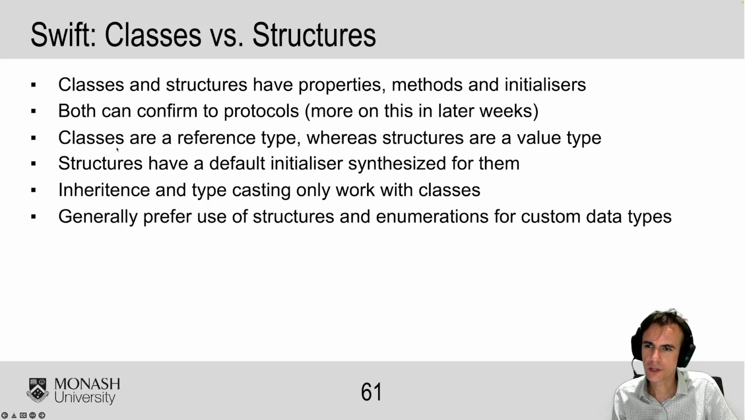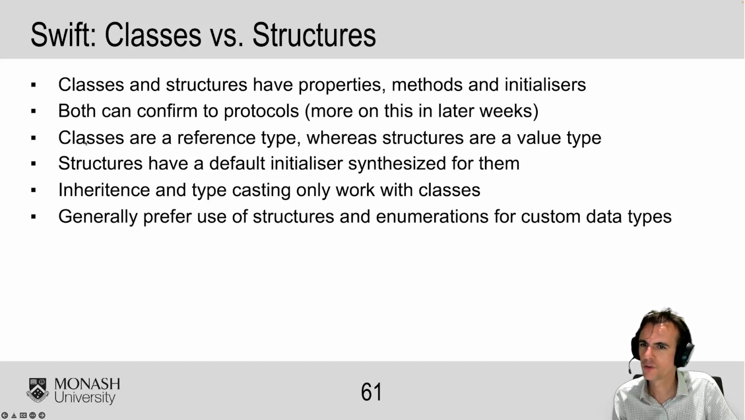But importantly, classes are a reference type, whereas structures are a value type. What this means is that if you've got a structure stored in a variable and you assign it to a new variable, that second variable is a copy of the original structure. It's not the same structure. If you change the second one, the first one doesn't change. And again, as part of the workshop, we'll do some demos where we see the difference between these.